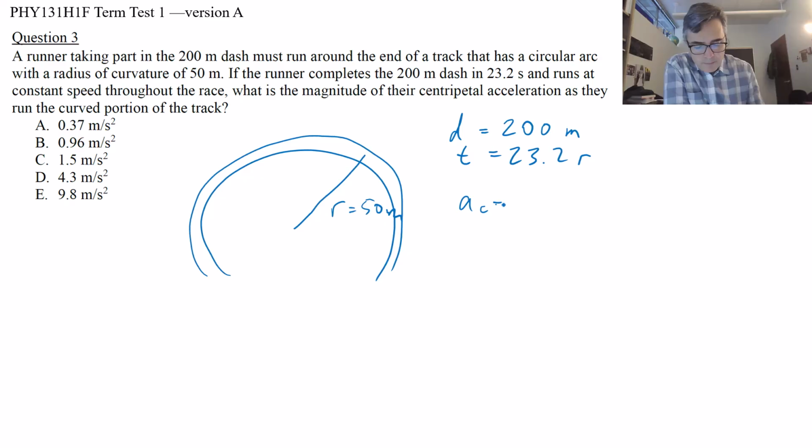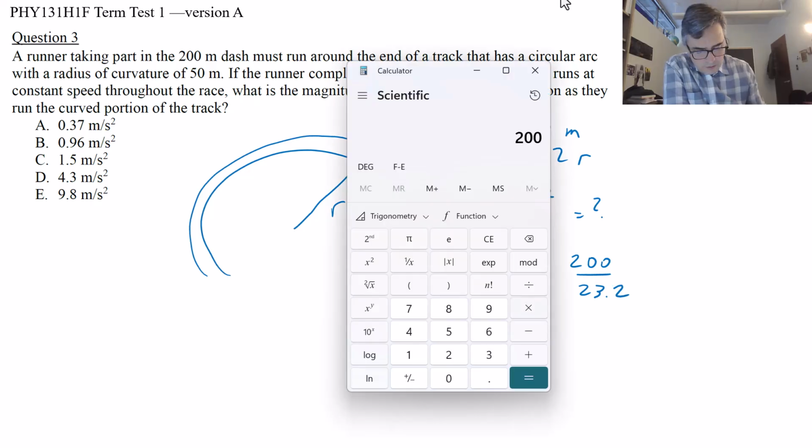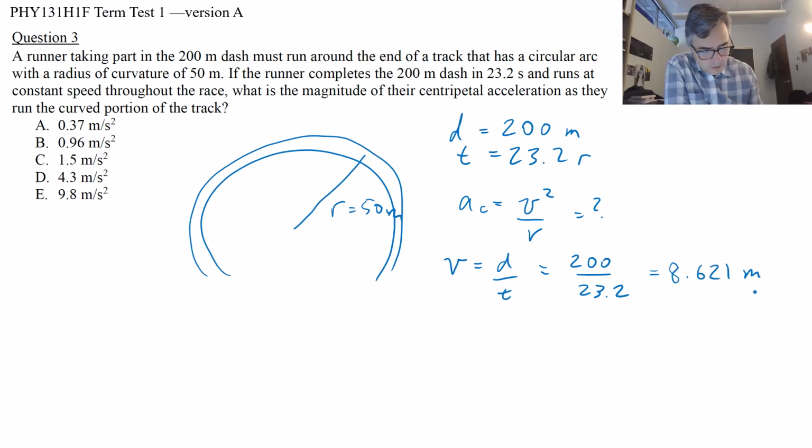So a centripetal, which is v squared over r, is the question mark, and we also have that v is just distance divided by time. And so that is going to be 200 divided by 23.2. 200 divided by 23.2 is 8.621 meters per second.